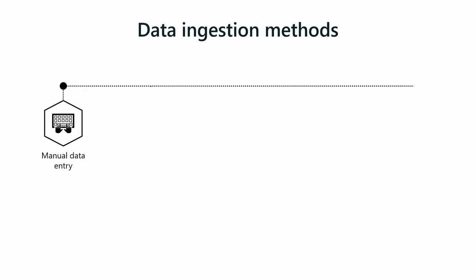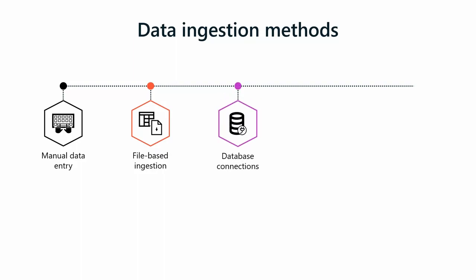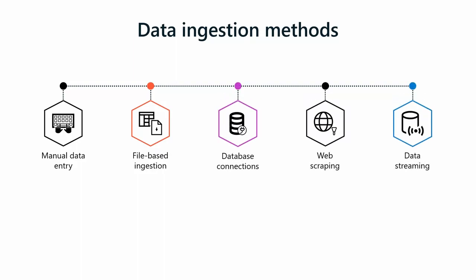Now that you know more about data gathering and ingestion and its benefits, let's explore some common methods for gathering and ingesting data, as well as their advantages and limitations. These include manual data entry, file-based ingestion, database connections, web scraping, and data streaming.